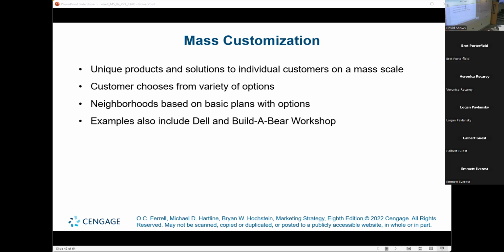And Build-A-Bear, to their infamy, took that to building bears. And it's one of those places I had to avoid when my children were 4 and 6. Not always, but, you know. And then when they started doing birthday parties, that was neat. So anyway, mass customization, variety of options on a mass scale.